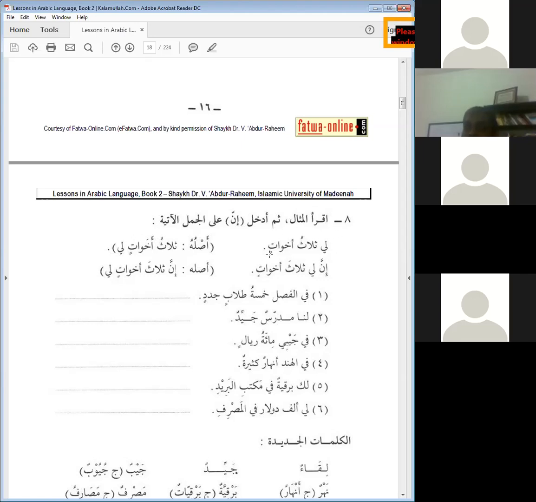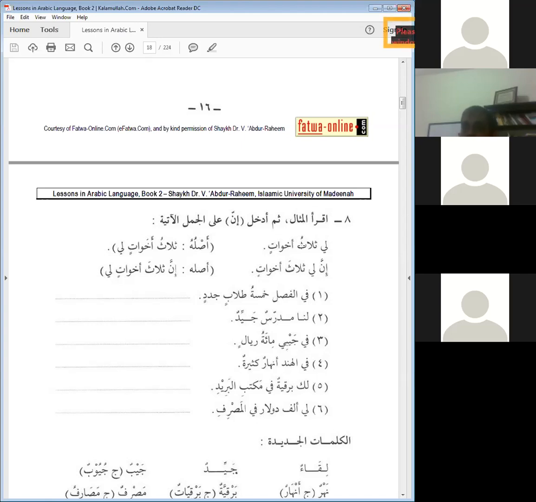Look at this sentence on this side here. What is the sentence? Li thalathu akhawatin. I have three sisters. Where is the mubtada in this sentence? Or rather, which word is the mubtada here? Thalathu. Thalathu is the mubtada here. Right? You all see that? Anybody not following? So thalathu is the mubtada here.